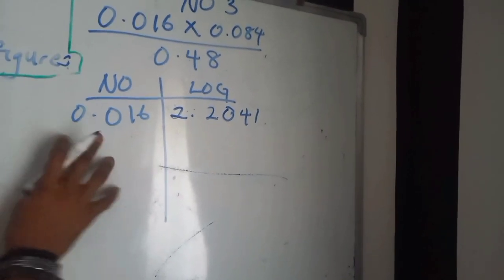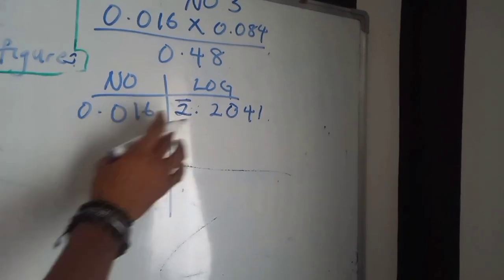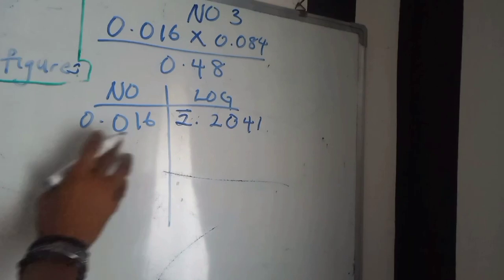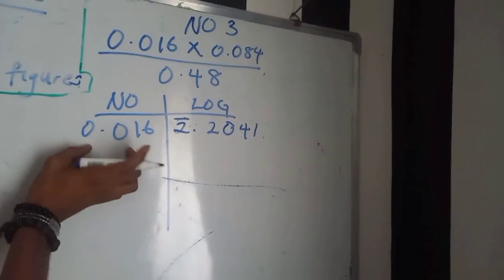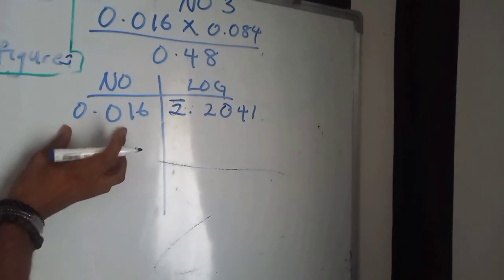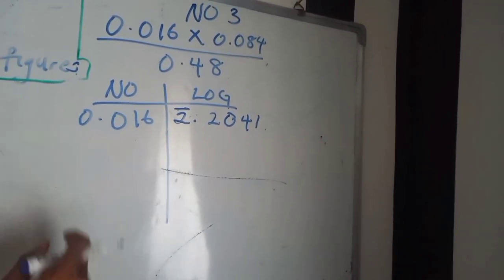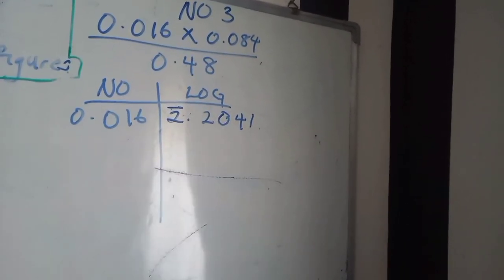So the 2 zeros give the characteristic, bar 2. It is the characteristic because the zeros come before the number. Since the zeros come before the number, you count the zeros and that is your characteristic. Then you find 16 under 0 in your logarithm table, or better still, use your calculator to find the logarithm of 16 to get 2041.